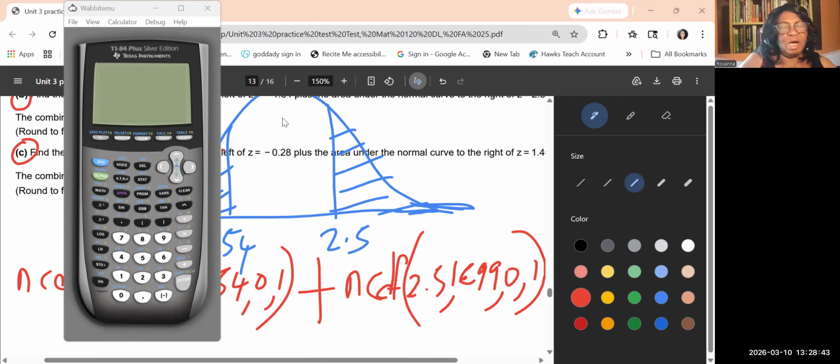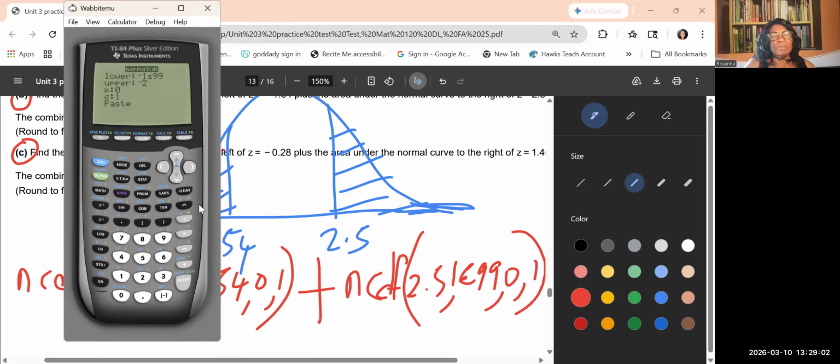Okay, so let's start. We calculate the area to the left first. So second distribution, I'm doing normal distribution. So normal CDF, number 2.